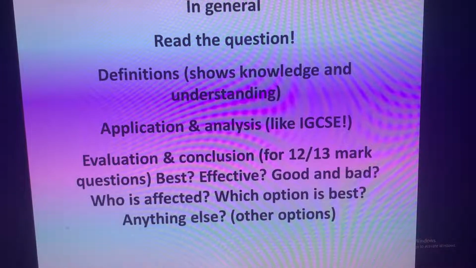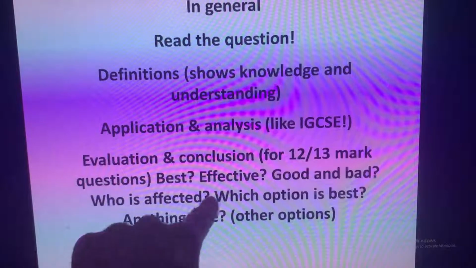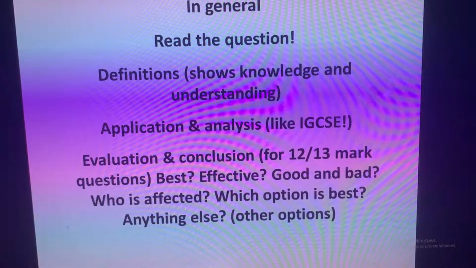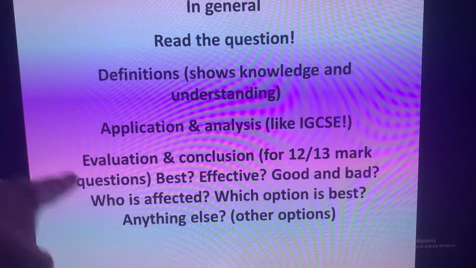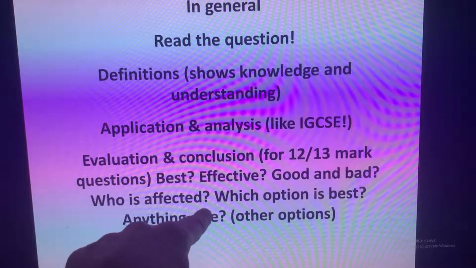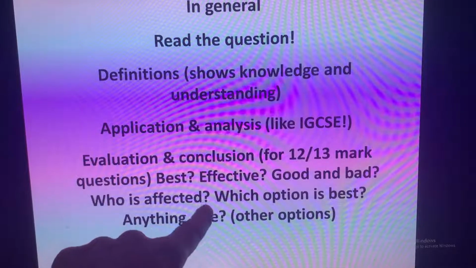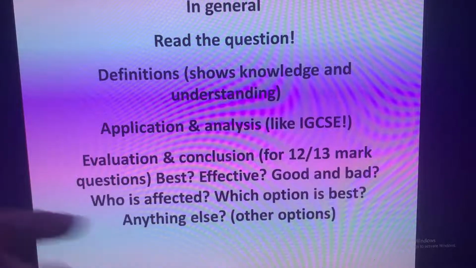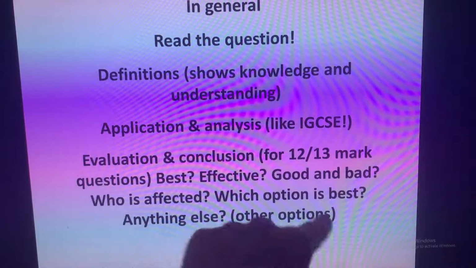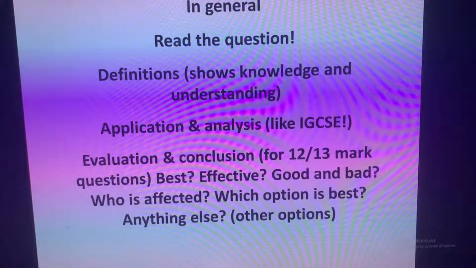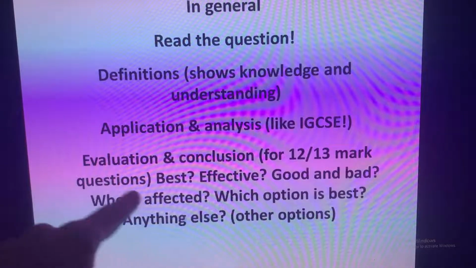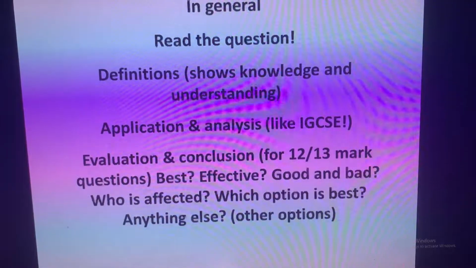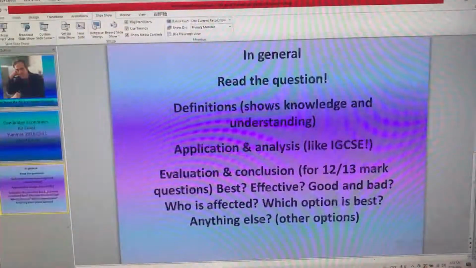Let's see, which option is best? Which option is most effective, and good and bad parts of the different options? Who is affected? This is for evaluation. So let's say the firms, the customers, the banks, the lenders, the community, the economy. Which option is best, and anything else? Maybe there are other options. You don't need to talk about all of these in your evaluation and conclusion, but these are some of the things you can consider. So let's take a look at the question.